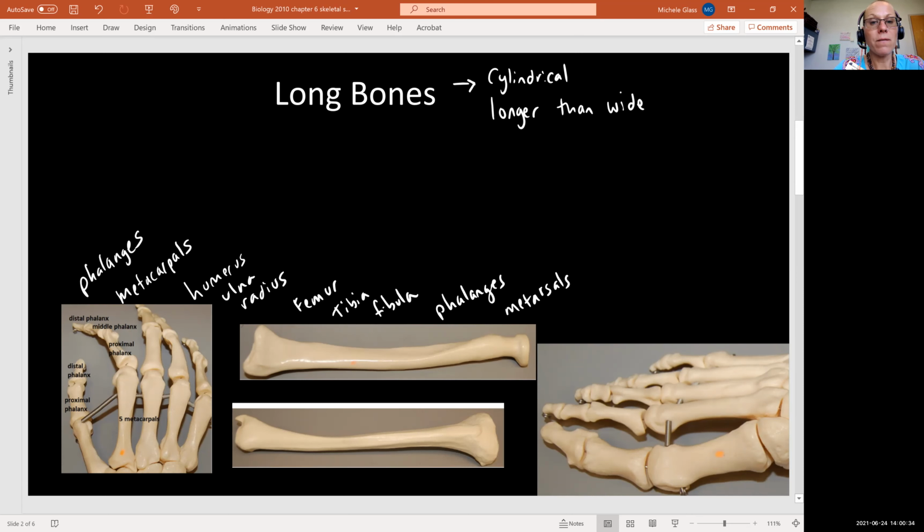When we talk about the function of the long bone, we'll see that these are going to be providing leverage, or they're acting as levers for the muscle to contract against. So the muscle is pulling on these long bones.